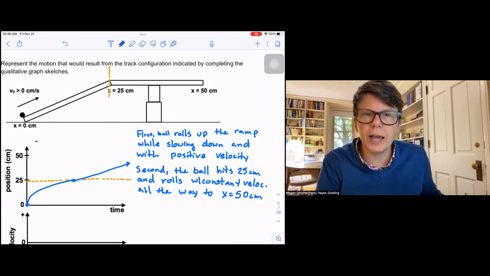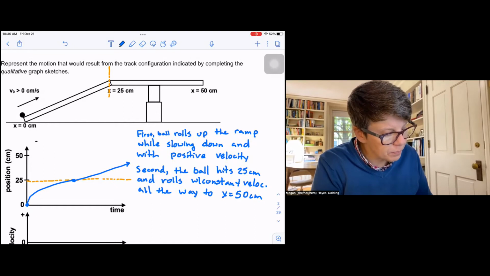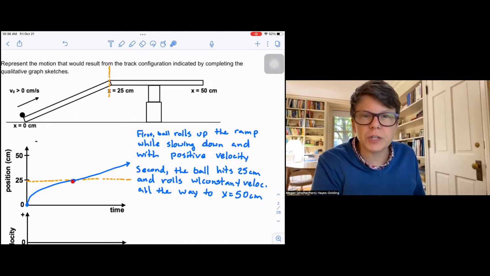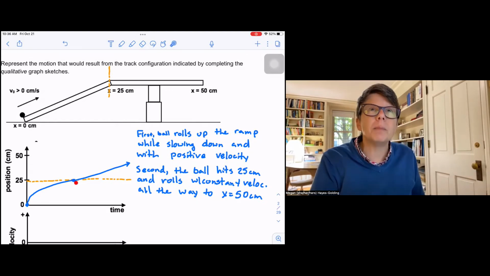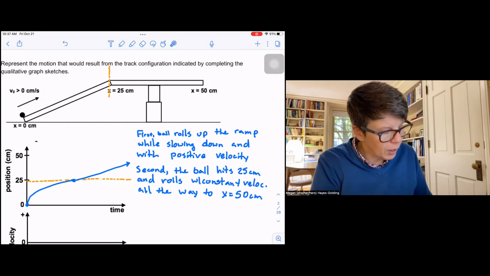You'll also note that at the 25 centimeter mark, right? So let's see, how's this going to look? Right about here at the 25 centimeter mark, I'm making a transition from this curve that's getting shallower to a line that maintains its slope. It's important that that transition be relatively smooth. Okay. All right, let's continue on.